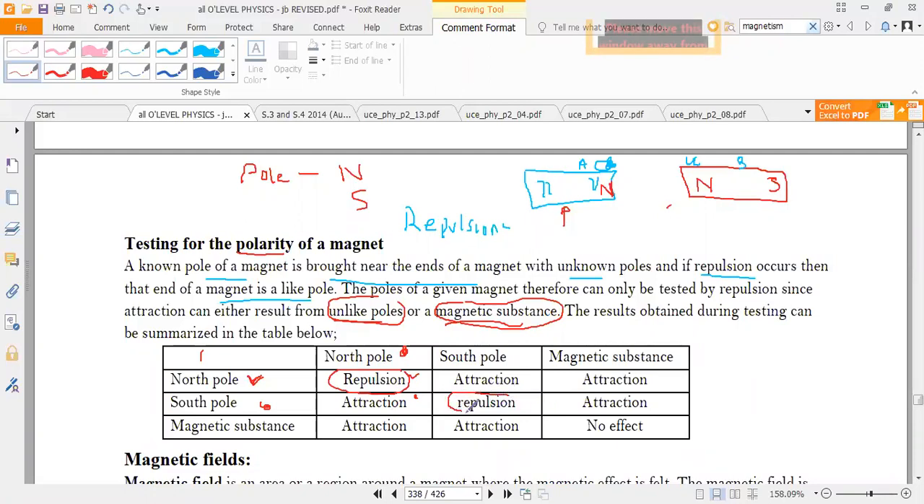So you easily make a conclusion when the poles repel each other. We don't use attraction because it means two things: it can mean the pole is opposite, or it can mean that the other substance is a magnetic substance. That's why we don't use it.